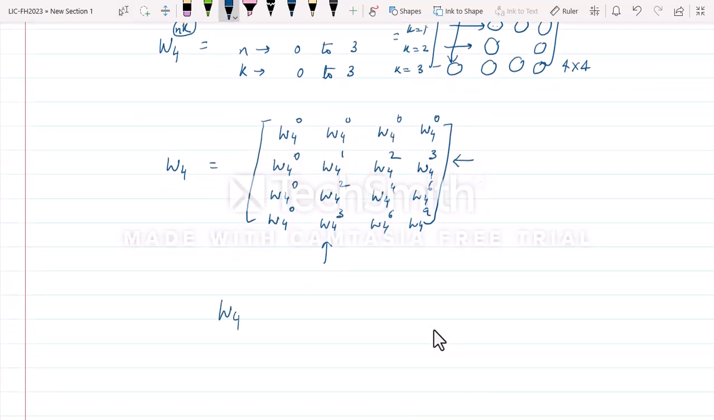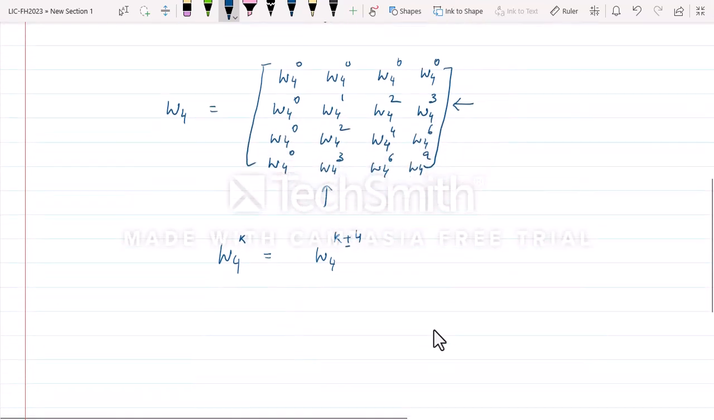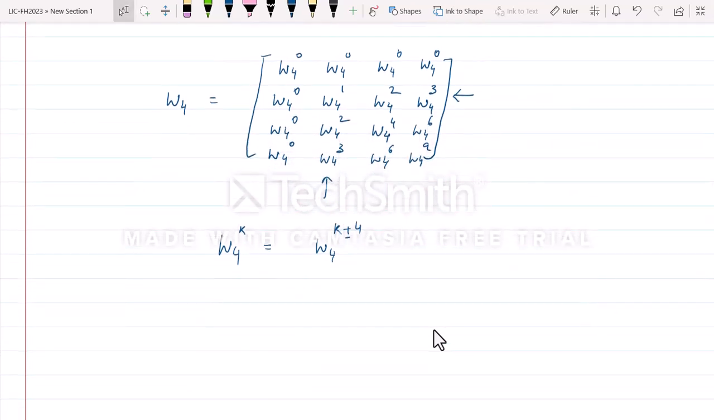W4 is periodic by 4. When I say W4 k, it is the same as W4 k plus 4 or k minus 4. It is periodic by 4, so it repeats after the value 4. So we can write these values. If you know the starting 4 values, we can write the next 4 values for this.